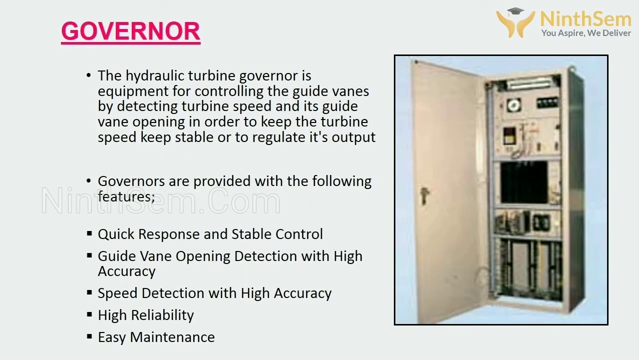The hydraulic turbine governor is equipment for controlling the guide vanes by detecting turbine speed and its guide vane opening in order to keep the turbine speed stable or to regulate its output. Governors are provided with the following features: quick response and stable control, guide vane opening detection with higher accuracy, speed detection with higher accuracy, high stability and easy maintenance.